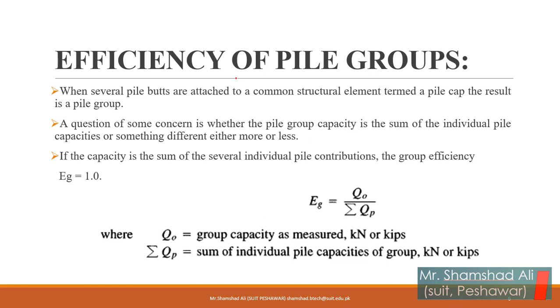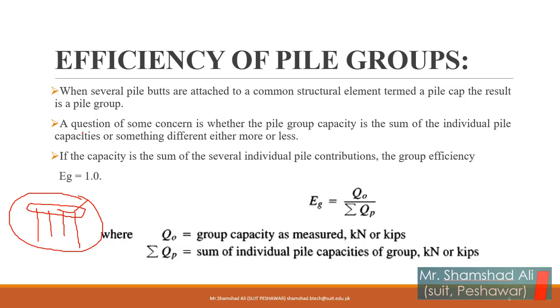Now we are going to learn about the efficiency of pile groups. When several piles are attached to a common structural element termed a pile cap, the result is a pile group. If you want to construct one pile, another pile, another, then you have to join them monolithically, so you have to provide a pile cap to a common structure. So the pile cap is a common structural element. The result is a pile group. This is basically a pile group.